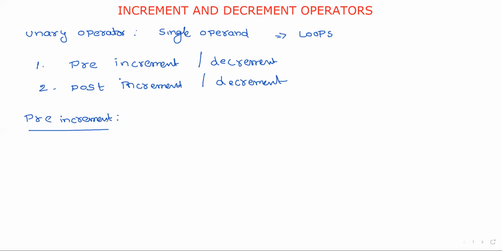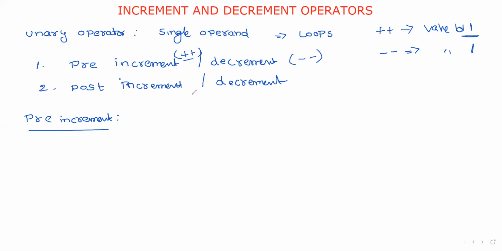Before going to this one, what are the symbols? Either pre-increment or post-increment, the symbol we are using is plus plus. For decrement, the symbol we are using is minus minus. The meaning is the increment operator increments the value by 1. That is, for each plus plus, the value of the operand is incremented by 1. For decrement, the value is decremented by 1.